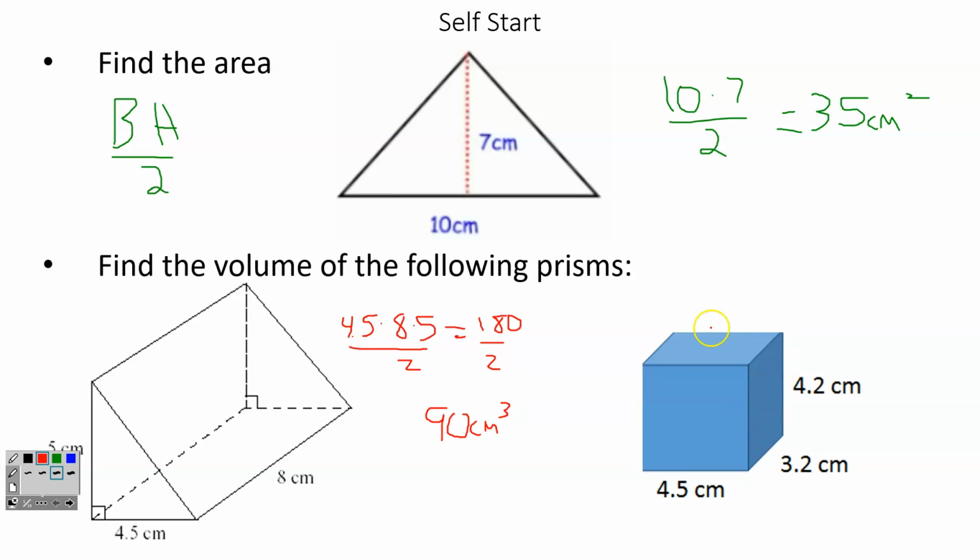Speaking of, here we go. I have a rectangular prism right here. Rectangular prisms is length times width times height. So I'm going to do 4.5 times 3.2 times 4.2, which is going to give me an answer of 60.48 centimeters cubed. We are not dividing by 2 on this one because there are no triangles involved.